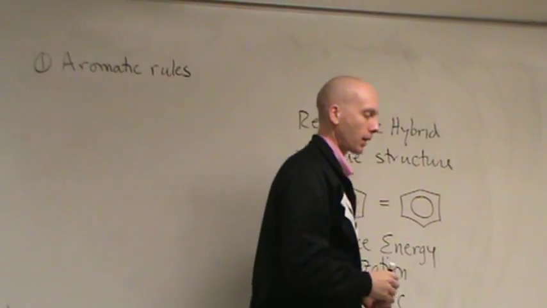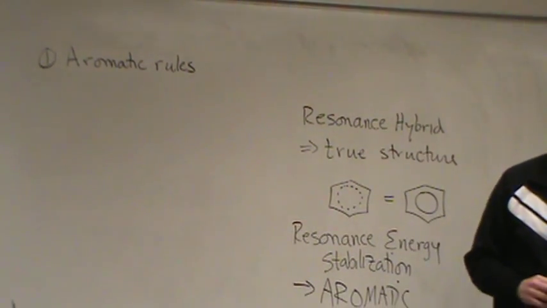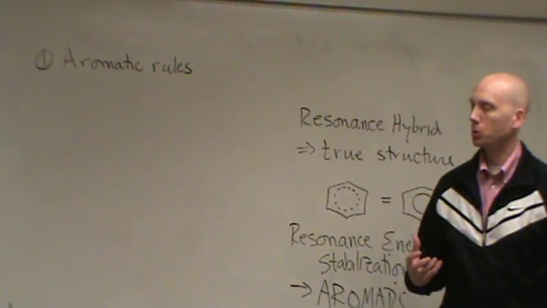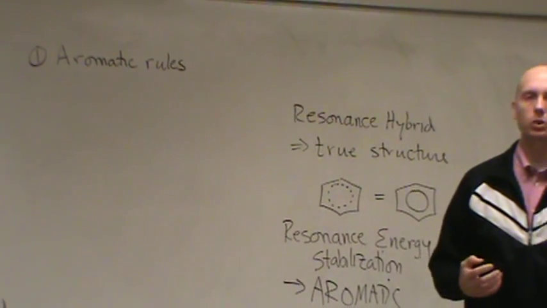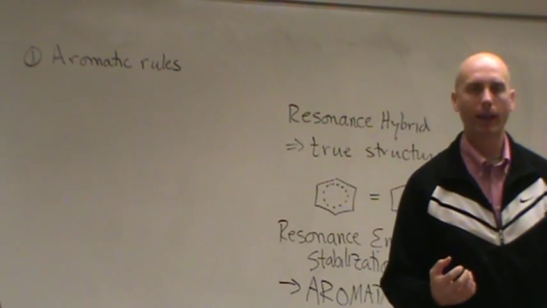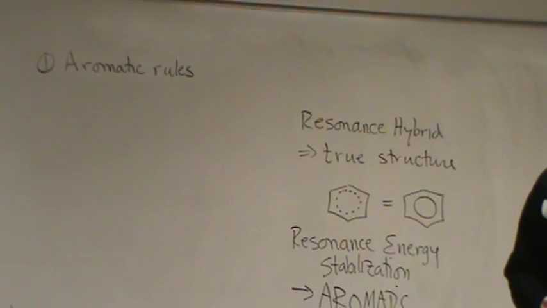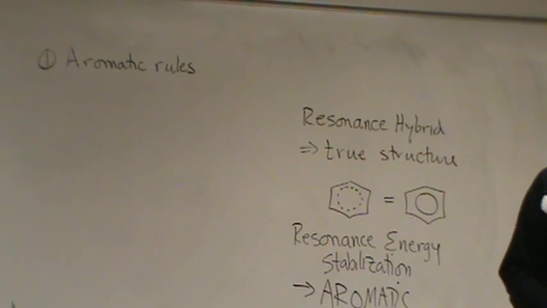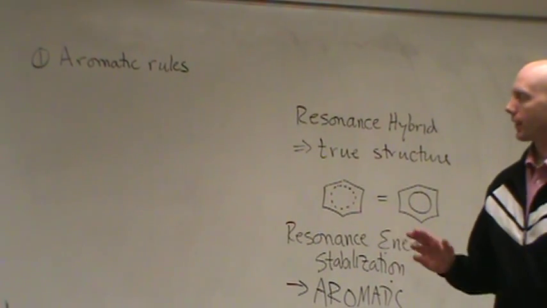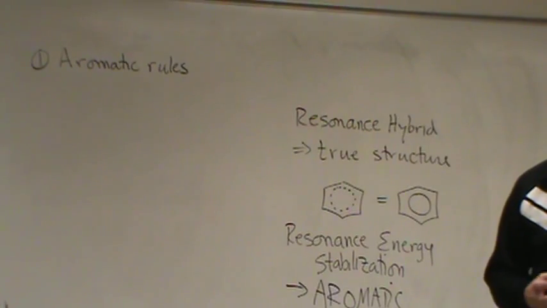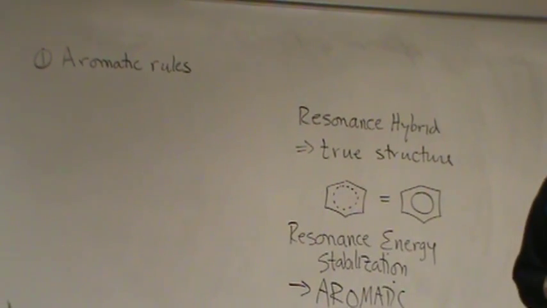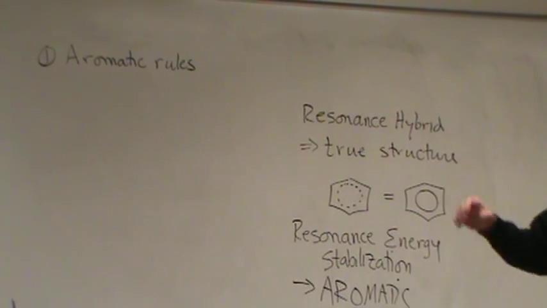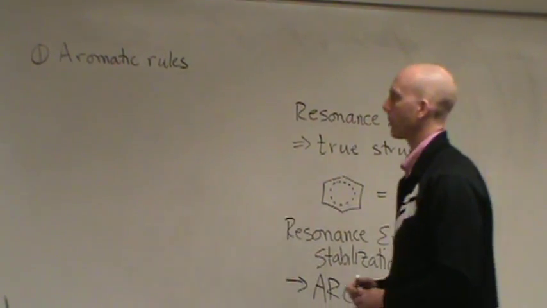We're going to cover three different labels that we can give molecules. The first one's what's called aromatic, so we'll call these the aromatic rules. The second one's what's called anti-aromatic. We'll look at those rules later. And then third is something called non-aromatic, and we'll look at those rules in a little bit. But first of all, what are the rules for something to be aromatic?